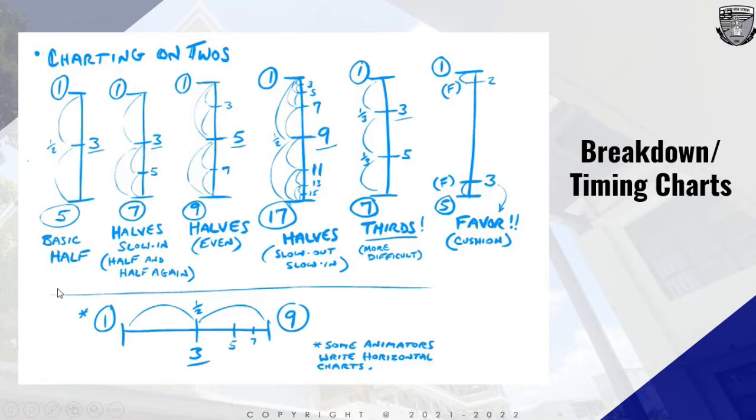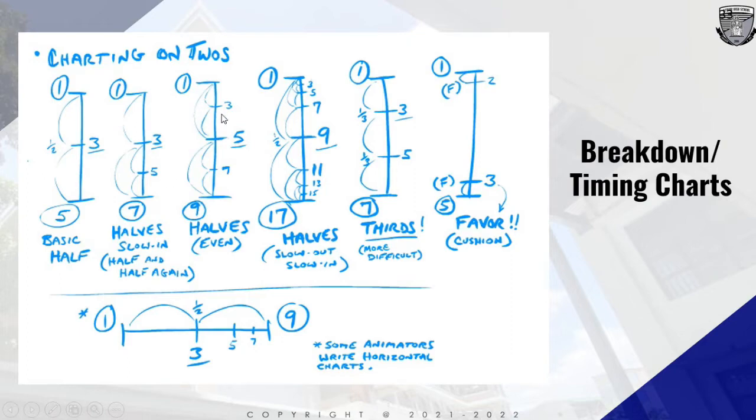We have your basic half. So when we do charting on basic half, we have 1, 3, and then 5. Basically, your 3 is your breakdown, and 1 and 5 are your keys. So this is called the basic half. But if you place lines here, or a breakdown on that in between, this is called a halves slow in. Okay, halves slow in. So we have 1, 3, 5, and 7. So key, we have your breakdown, and we have your in between here.